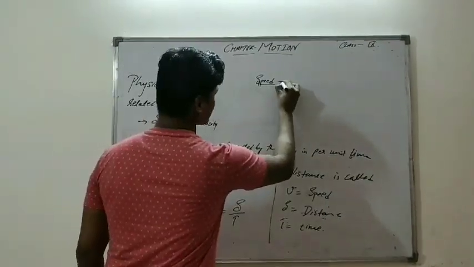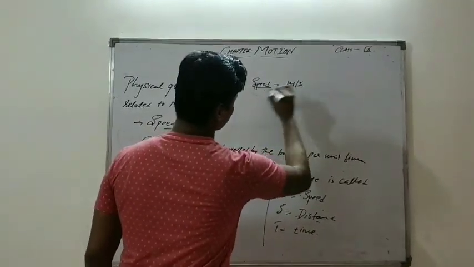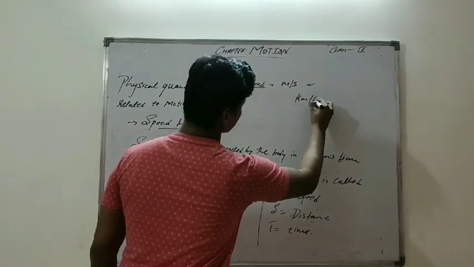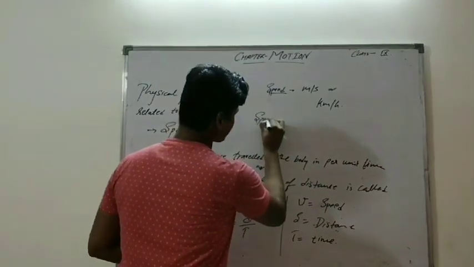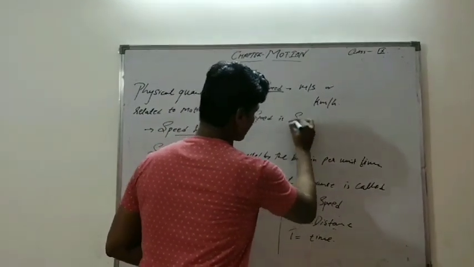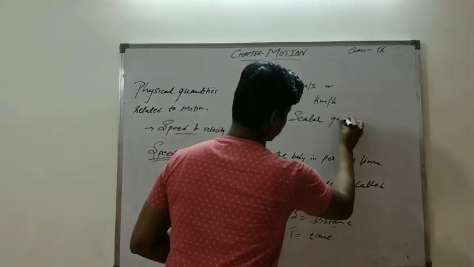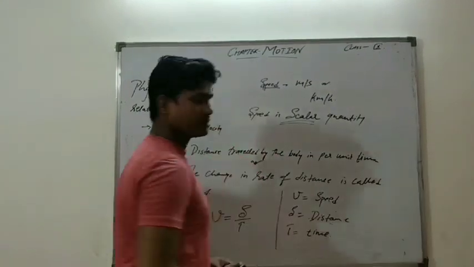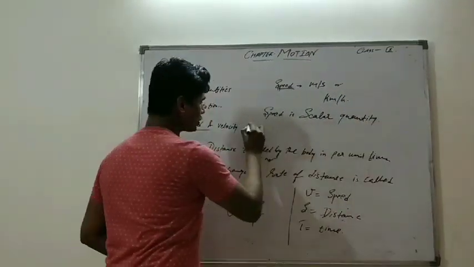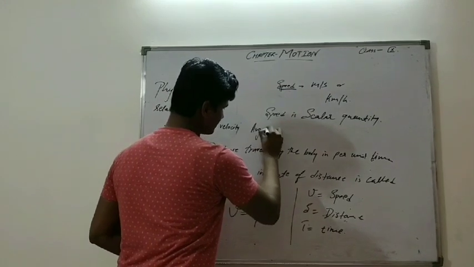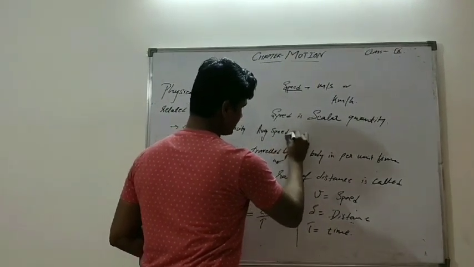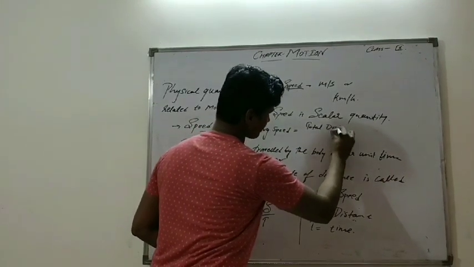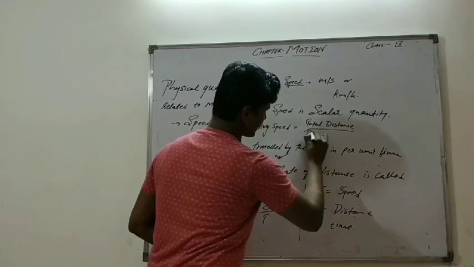The SI unit of speed is meter per second, or we commonly use kilometer per hour. Speed is a scalar quantity because it is having only magnitude but no direction. If we talk about average speed, it is expressed as total distance upon total time.